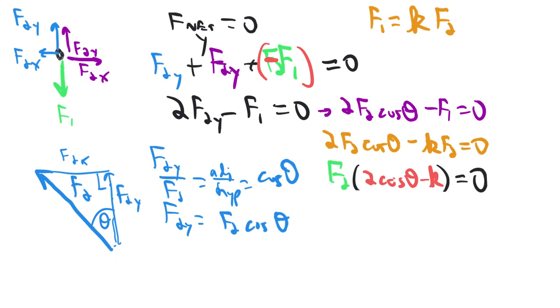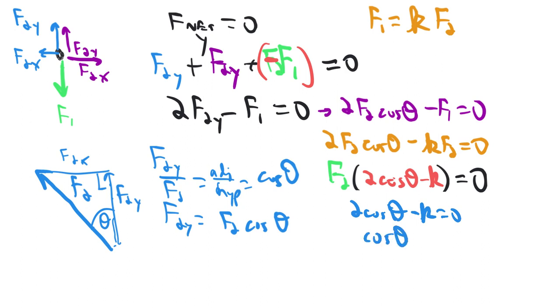Now, if two numbers multiply to 0, one of them must be 0, and it makes no physical sense that that be F2. F2 really can't be 0, which means we can divide it out. All right, we can ignore it, and we're left with only 2 cosine theta minus K equals 0.